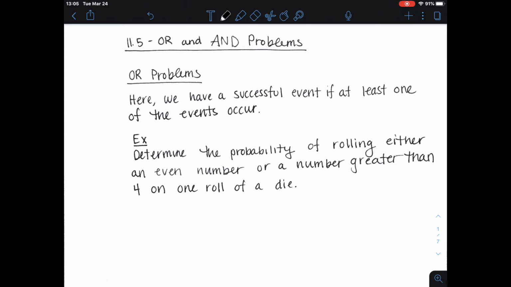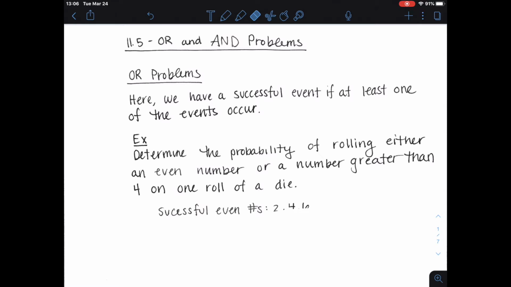Basically, we're going to be successful if at least one of the events occurs. We want this or this to happen. So let's look at an example. We want to determine the probability of rolling either an even number or a number greater than 4 on one roll of a die. So we've got these two events going on.